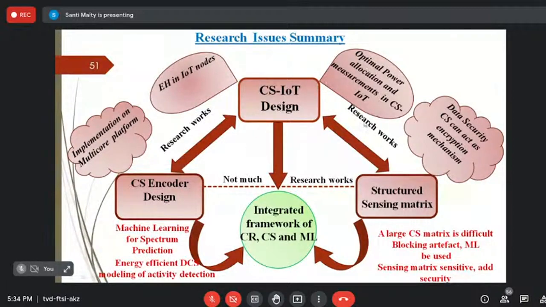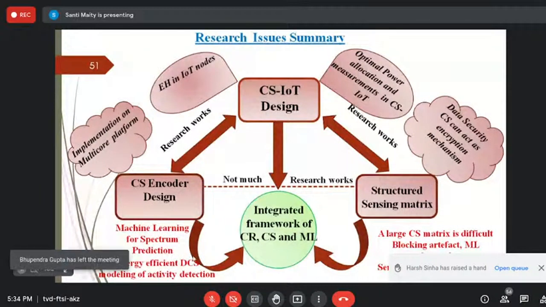And optimal power allocation for CS measurement transmission. As I say, data security, because structured sensing matrices are not available. Now, in encryption techniques, CS is also used. Why? Because your data in the original domain you are not capturing. You are capturing the other representation space, and you are taking random projection. So it essentially adds encryption. So CS adds a flavor of encryption techniques.